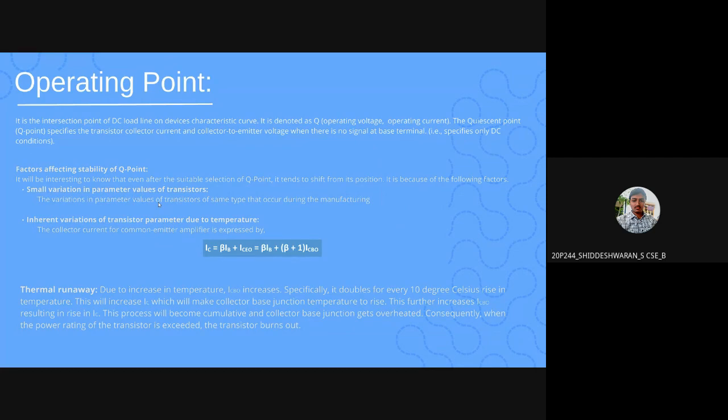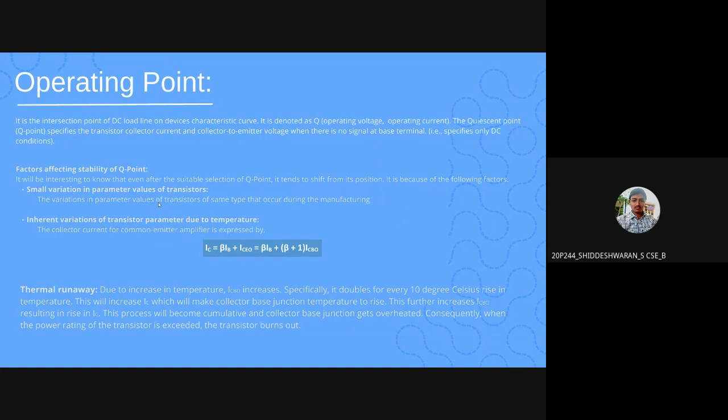Q means quiescent point. The quiescent point specifies the transistor collector current and collector to emitter voltage when there is no signal at the base terminal, which is actually on the output characteristic curve. And we may get the Q point.